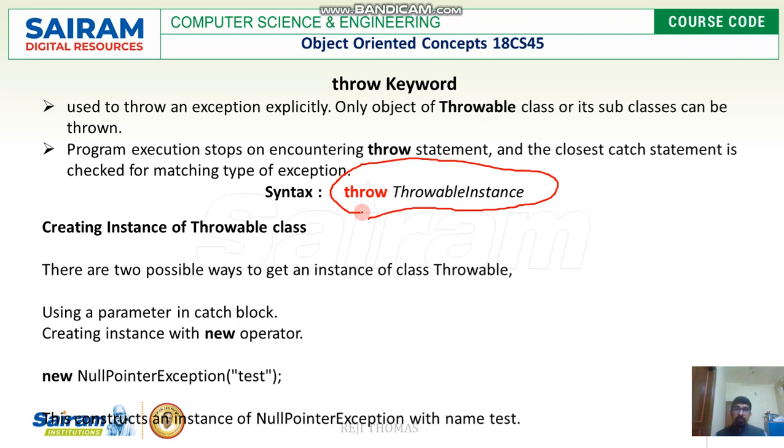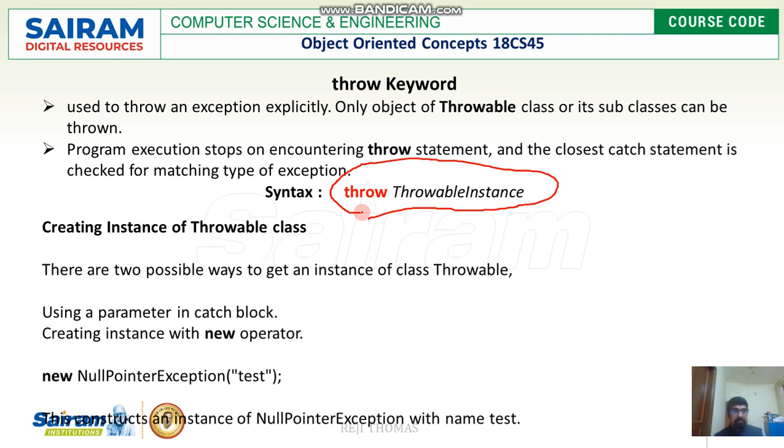Now let us see how we can create this throwable instance. There are two ways by which I can create a throwable instance. One is I can use a parameter in a catch block. Second is I can create an instance with the new operator.